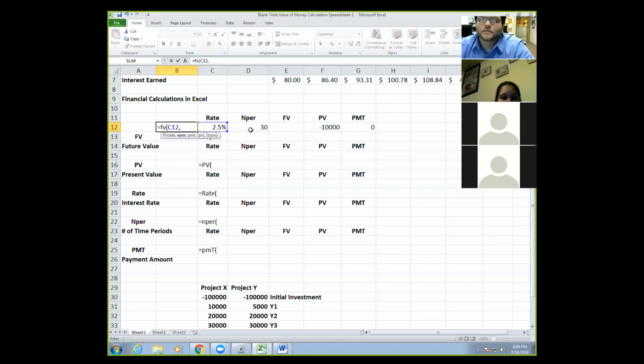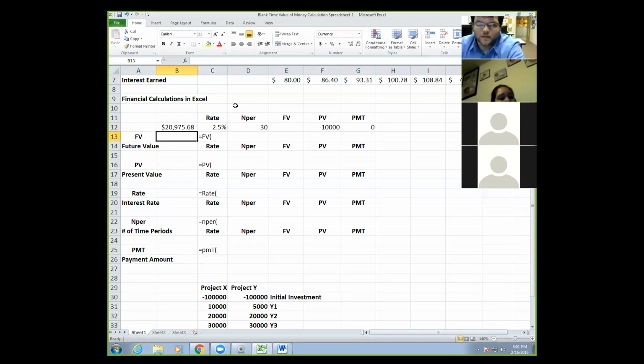So rate, comma, N per, comma, payment. And all I'm doing is clicking on these cells after I hit comma. Present value, click. So now it has all these cells in here as opposed to the numbers I manually typed in. But if I hit enter, it should come up with the same number. If it doesn't, I'm going to be very disappointed. Okay, good. So it did. So this is probably the way I would recommend that you do it, just because it makes it a lot easier for you to see what you've entered.